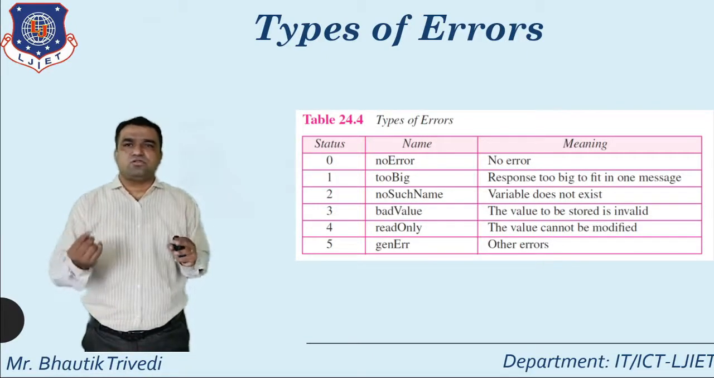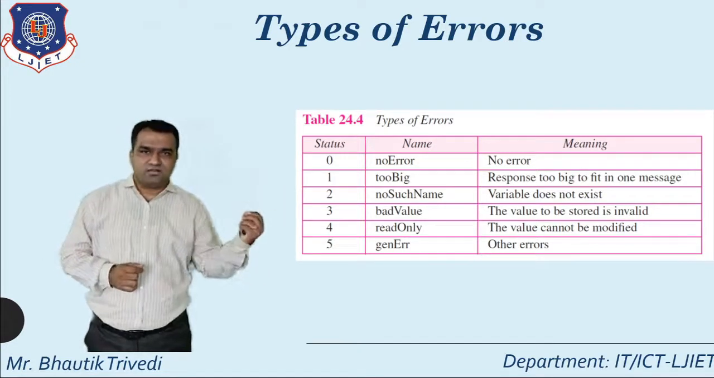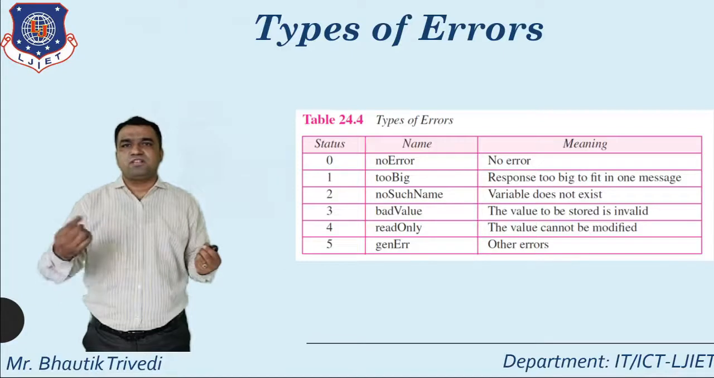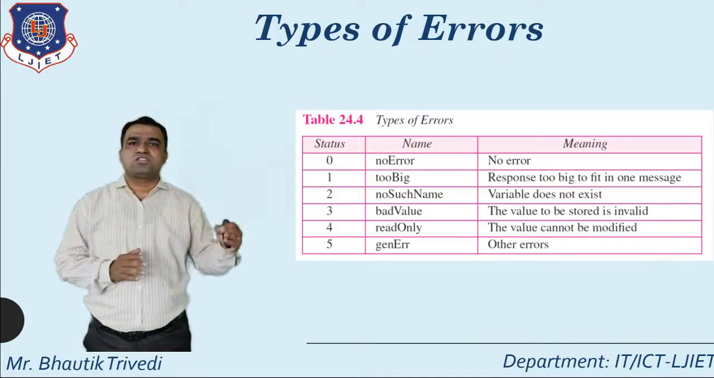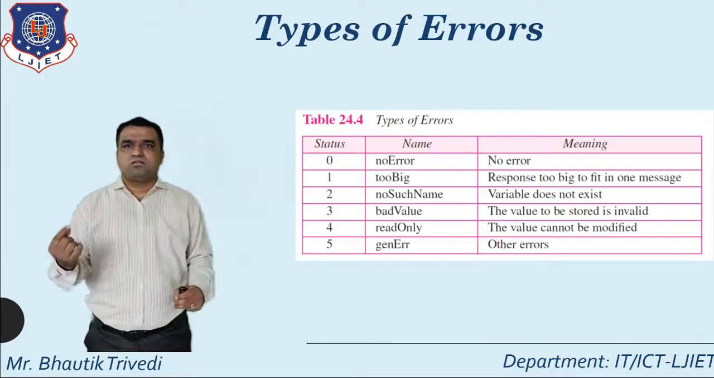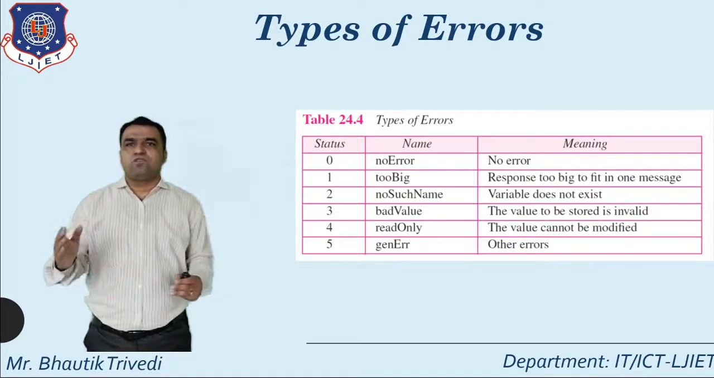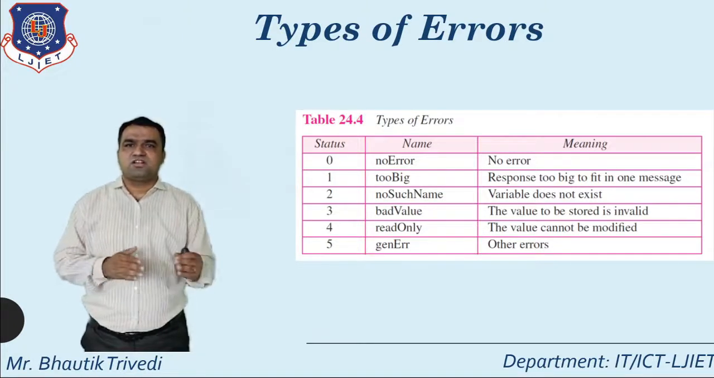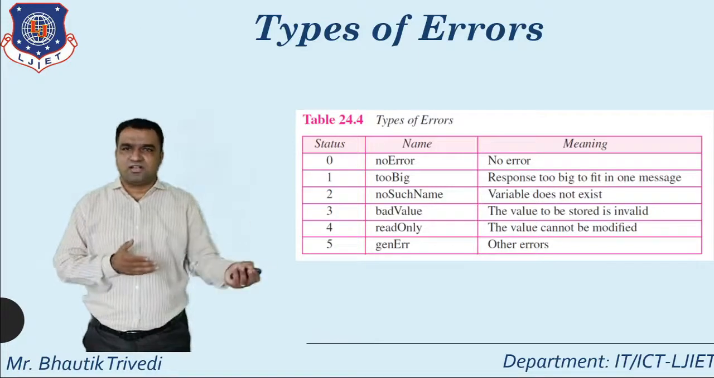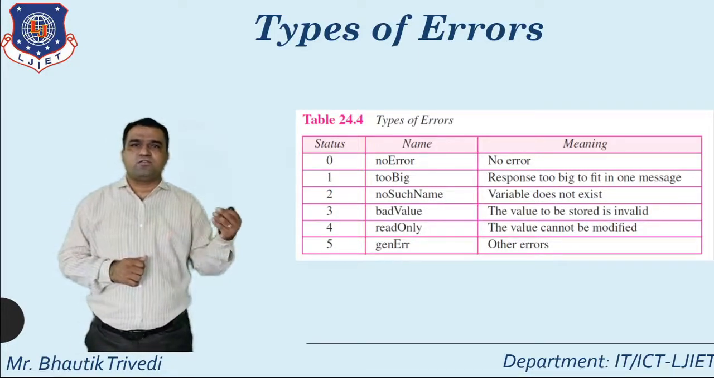If the status value is equal to 1, what is the meaning of that? That is too big. If the status is equal to 2, it means no such name. 3, bad value. 4, read only. 5th, generating errors or other errors. So this is the representation of the different types of error.